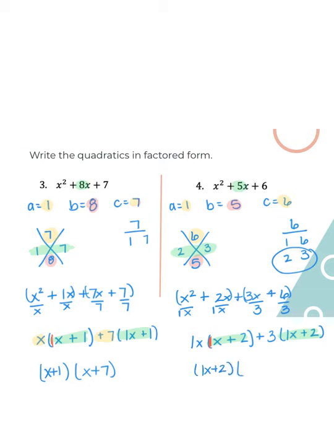And then my other set comes from the outside, whatever I have right here and right here. So I'm going to have 1x plus 3 and then close.